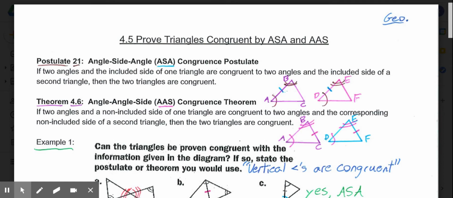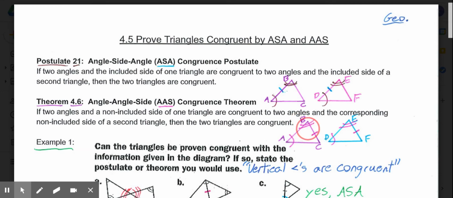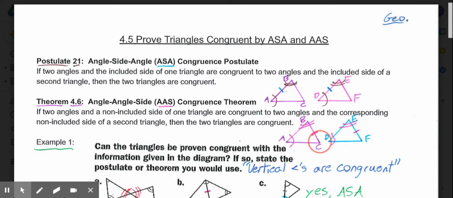So if in these two triangles we knew angle A was congruent to D and B was congruent to E, then we could use side AC or side BC. Those are our two non-included sides, and then DF or EF. So in this case, we have angles A and B and side BC. So the corresponding side to BC would be side EF. So that would go angle, angle, side. The one above it, angle, side, angle.